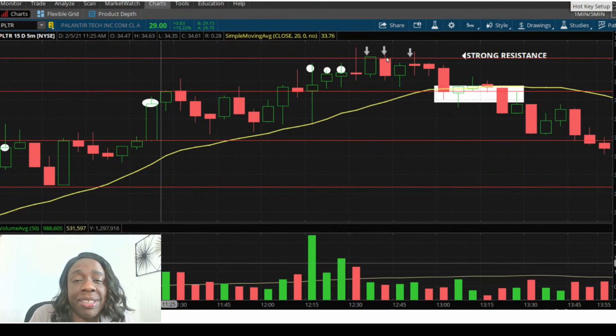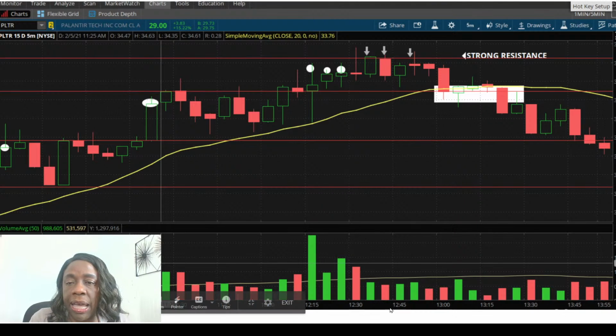The second candlestick does not close above resistance. It closes way down below here. So if you enter a trade at this point, it's going to end up being a losing trade. So that's something to take note of.